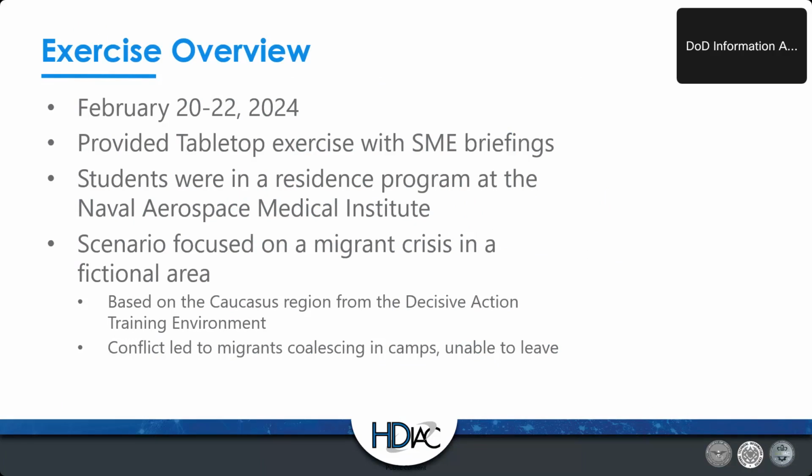The scenario focused on a migrant crisis in a fictional area. If you've done any DoD exercises, sometimes they use these fictional maps that you can find on what's called the Decisive Action Training Environment, something that U.S. Army TRADOC puts out. We use the Caucasus region. If you've ever worked a place and you were virtually in Atropia and Lemuria, that's the region we decided to use as a surrogate. And we just postulated something where a conflict in that area led to migrants coalescing in some camps and unable really to leave those camps.